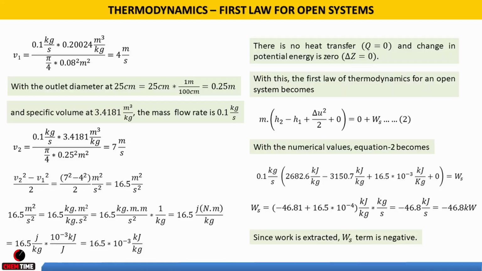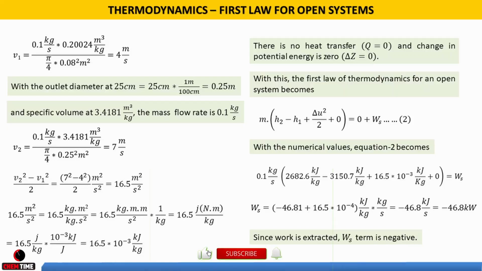As a result, the specific change in kinetic energy is V2 square minus V1 square by 2, that is 7 square minus 4 square by 2, that is 16.5 meter square per second square.